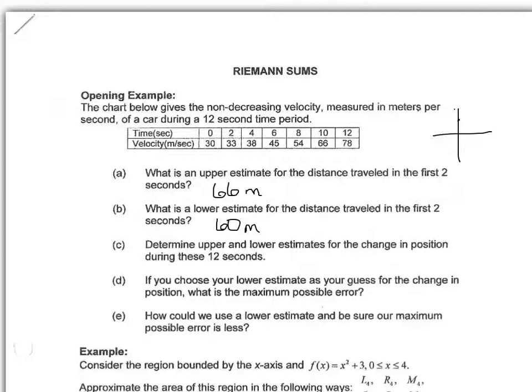Okay, so now take a second, and I want you to determine the upper and lower estimates for change in position during the entire 12 seconds. All right, so I'm hearing... Well, we only have the upper. We need more time for the lower. Okay, let me pause. Our upper estimate is what? 628. And how did you do that? Karis? Okay, well I did 33 times 2 plus 38 times 2 plus 45 times 2 plus etc.